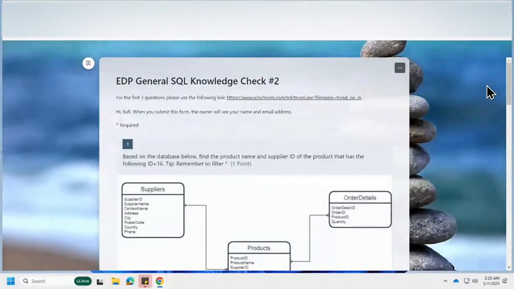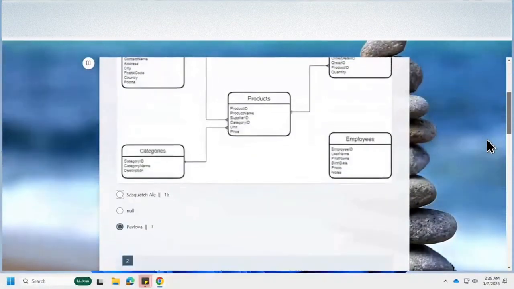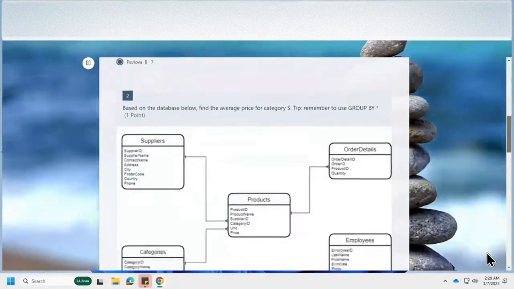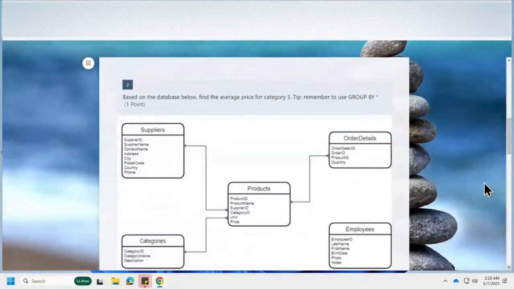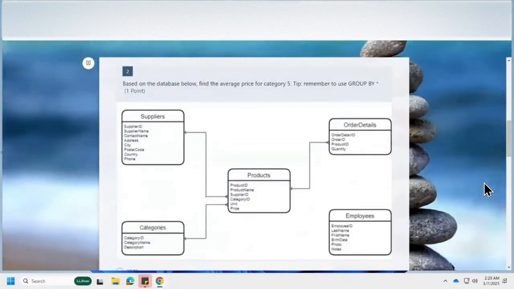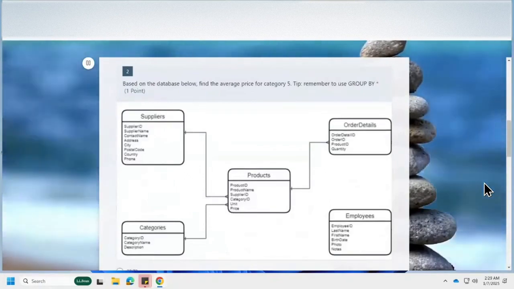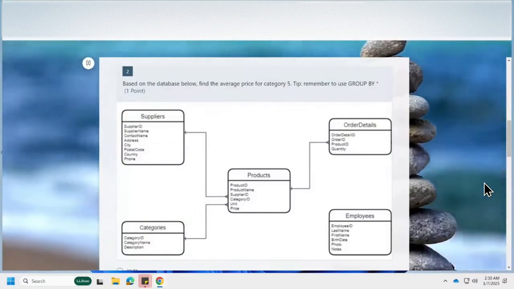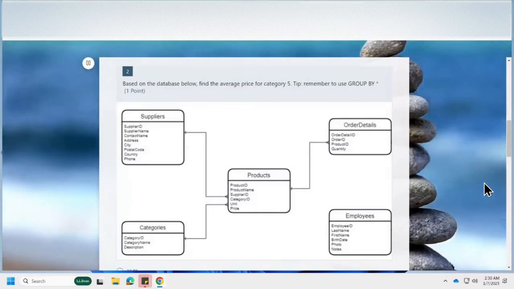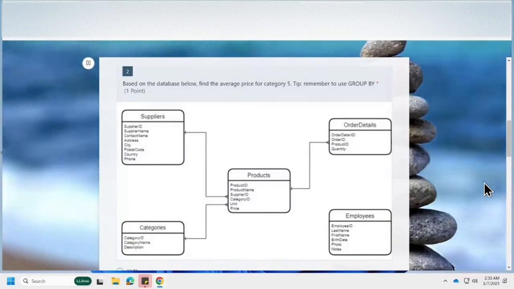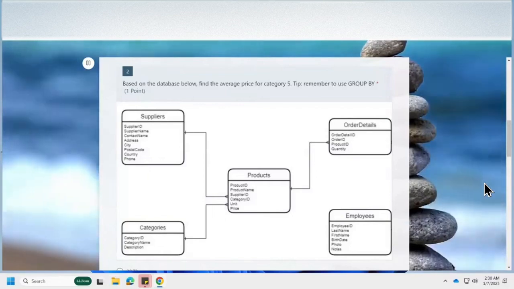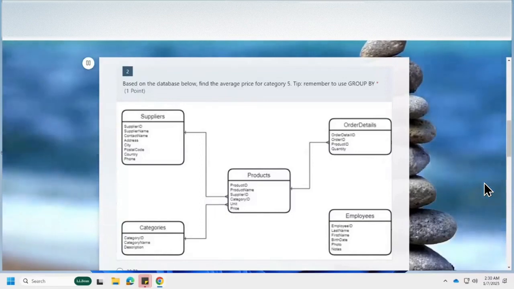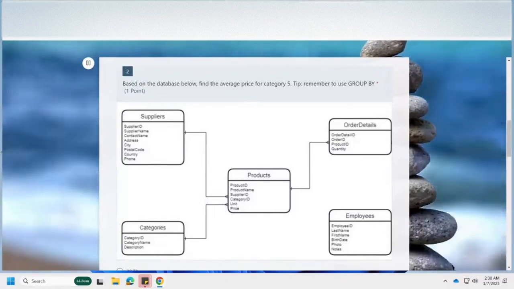Yes. Okay, so question 2, what do you think we should do? Rafi is asking, we have to find the average price. So select average of price from product and group by price, group by. Remember to use group by. So we base the average by category, group by category. So we will write this one.